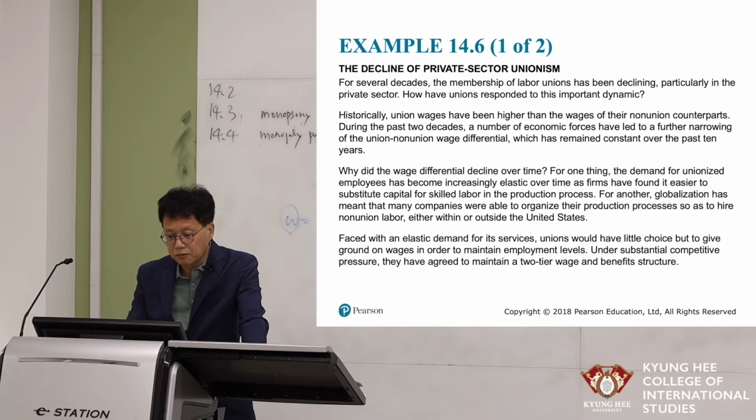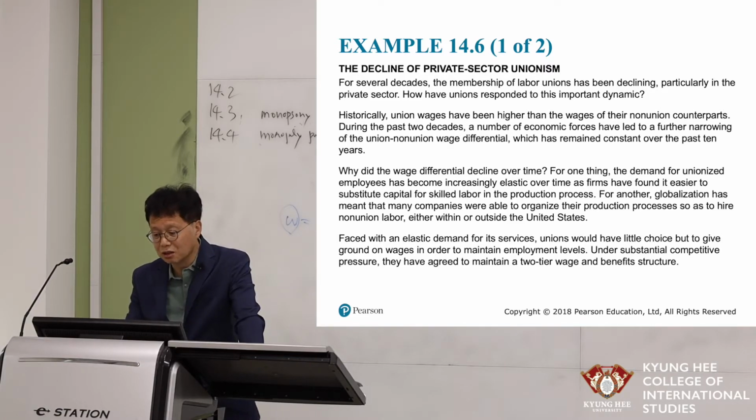Next slide, example 14.6. The decline of private sector unionism. For several decades, the membership of labor unions has been declining. The same thing happened in Korea, particularly in the private sector. How have unions responded to this important dynamic? Historically, union wages have been higher than the wages of their non-union counterparts. Same in Korea. During the past 2 decades, a number of economic forces have led to further narrowing of the union, non-union wage differentials. Right?